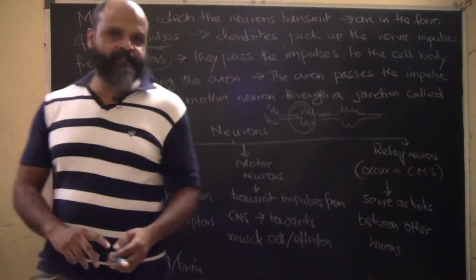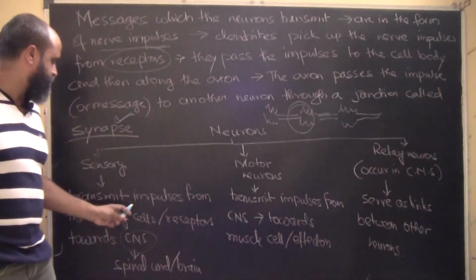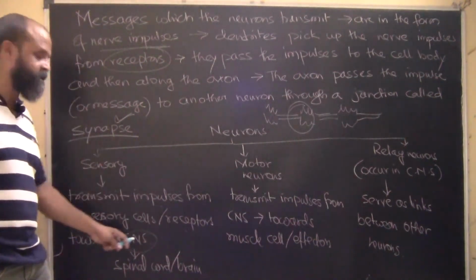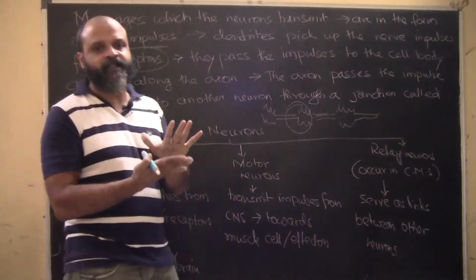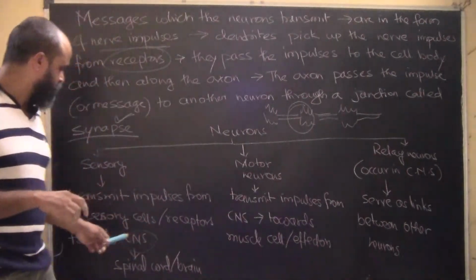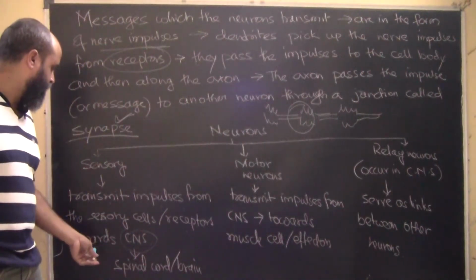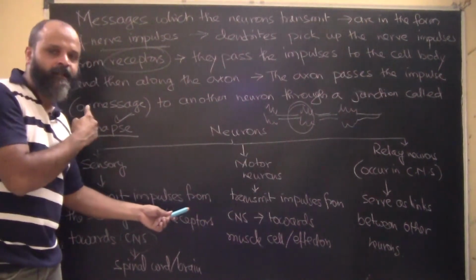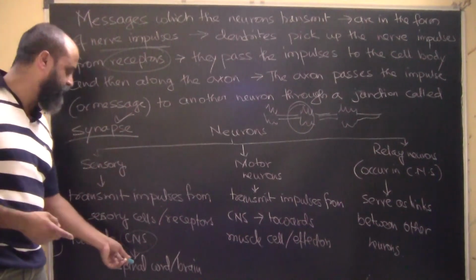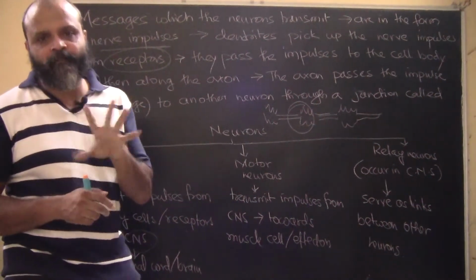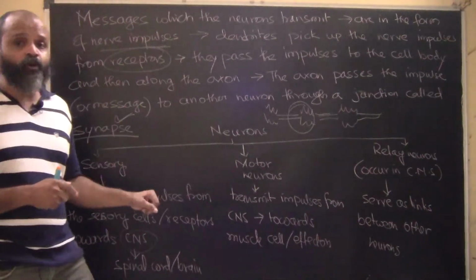So sensory nerves transmit impulses from the sensory cells, the receptors, towards the central nervous system. Let's say our hands, the skin is a receptor. This information is gathered and it is unidirectional. The signal passes from the receptor to the central nervous system. The central nervous system is made up of the spinal cord and the brain. Now, what are motor neurons?